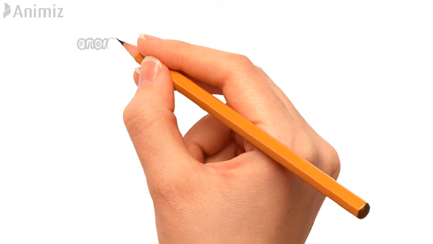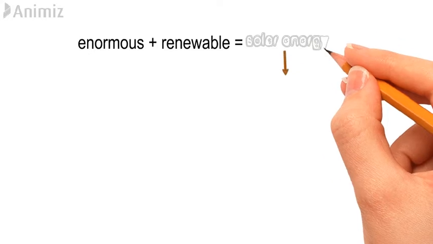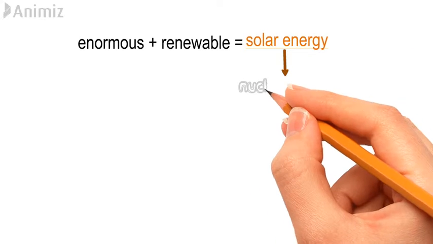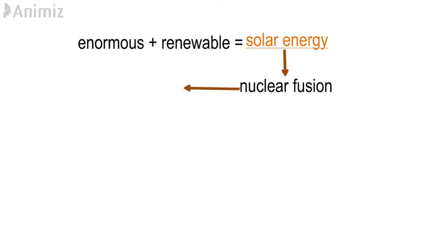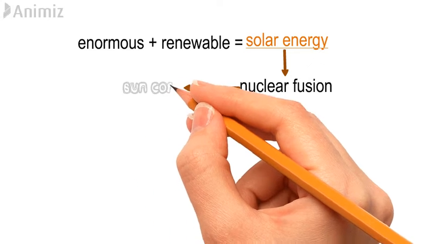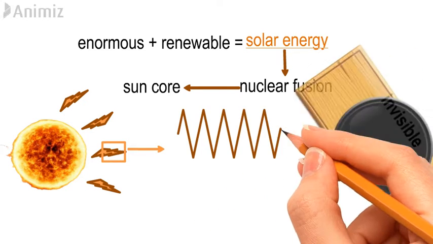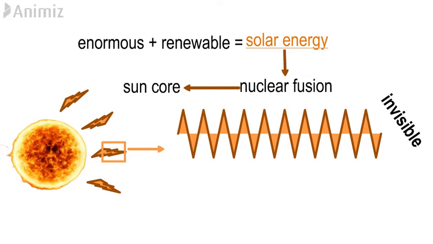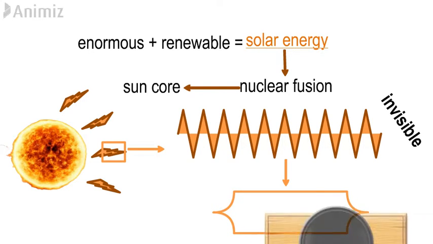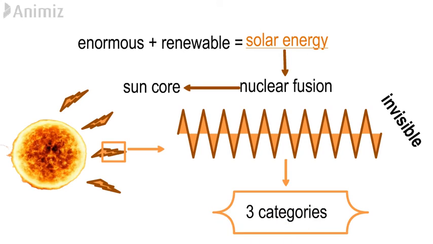If we say enormous renewable source of energy, we say solar energy. It is created by nuclear fusion that takes place in the sun's core. It takes the form of electromagnetic radiation that flies away from the sun in all directions. The vast majority of these waves are invisible to us. We can divide them into 3 different categories of radiation based on the value of their frequencies.